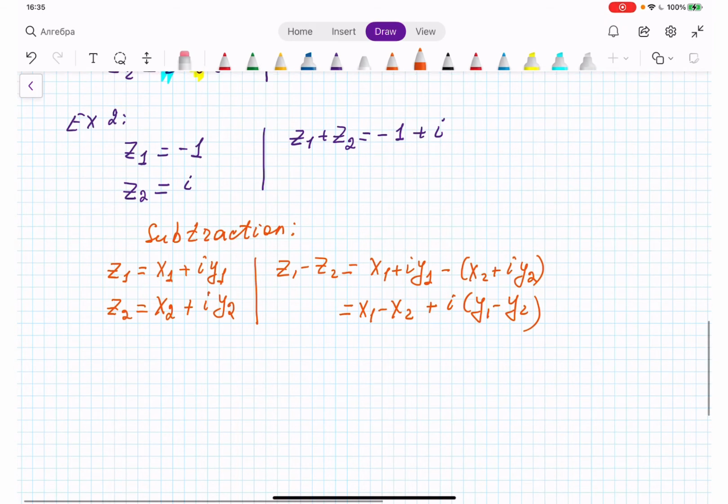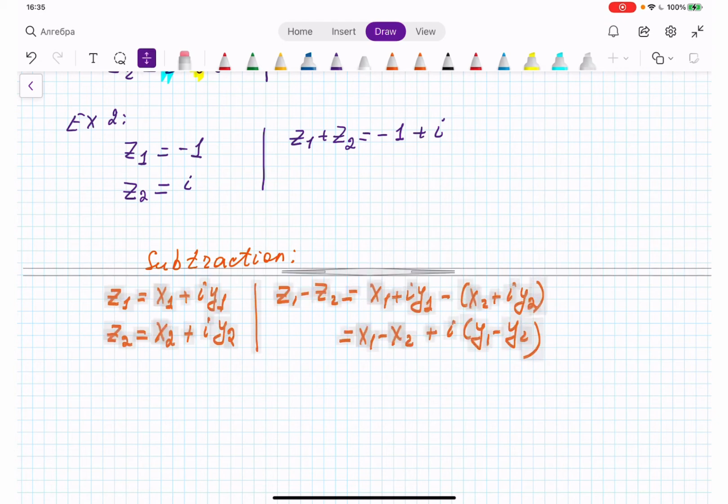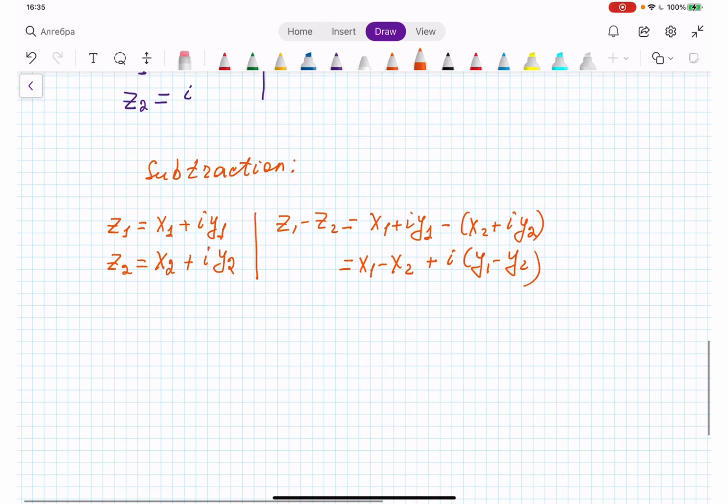Okay, so let's solve an example. That's going to be the only example because all of them are solved the same way. So we have z1 equals 17 minus 35i. z2 is equal to 15 plus 5i.